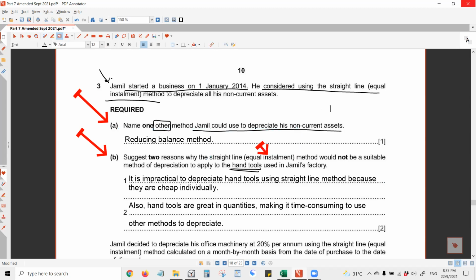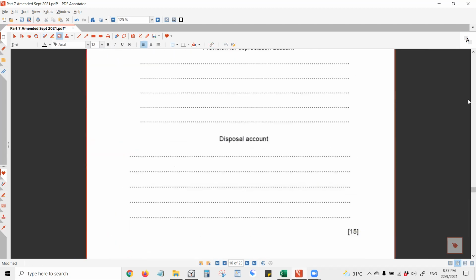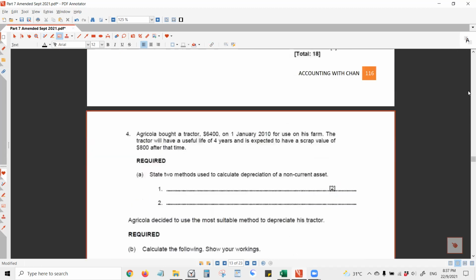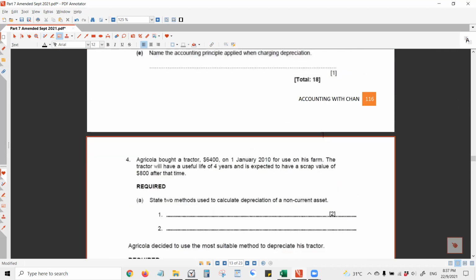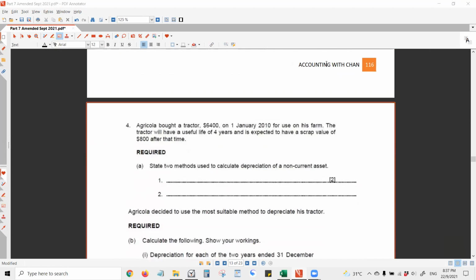So just one mark. Write one will do. Now let's see other questions. You go to page 117. We are going to do 4A.